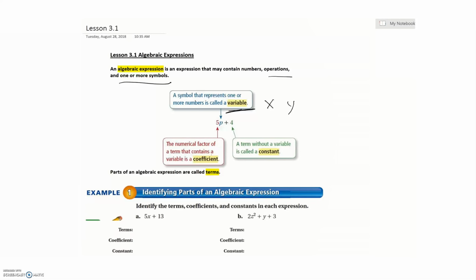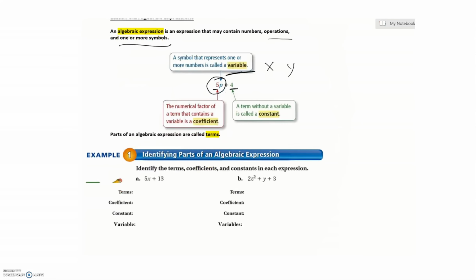The numerical factor of a term that contains a variable is called a coefficient. So when a term has a number and a variable in it, the number part of that term is called a coefficient. It's a number in front of your variables. A number without a variable, just one of our normal run-of-the-mill numbers, is always called a constant. That's what this 4 represents. All the different parts of our expression are called terms. Terms are always separated by addition.